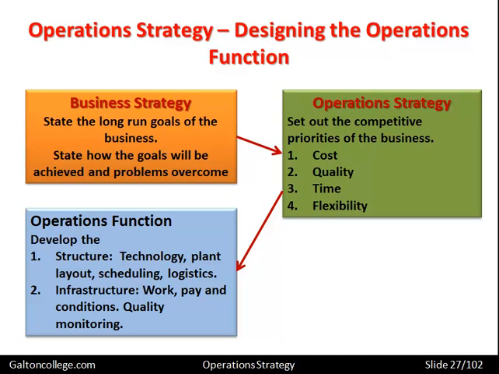And the operations strategy will move towards an operations function which looks at the structure, the technology, the plant layout, scheduling, logistics. It'll also look at infrastructure, work, pay, conditions, quality, monitoring. So, in other words, the operations strategy will determine what happens in practice, what happens in a very detailed fashion, looking at how the plant should be laid out on the factory floor, how the offices should be organized, what technology should be used, what software should be used, what quality should the business aspire to, and what are the quality procedures.